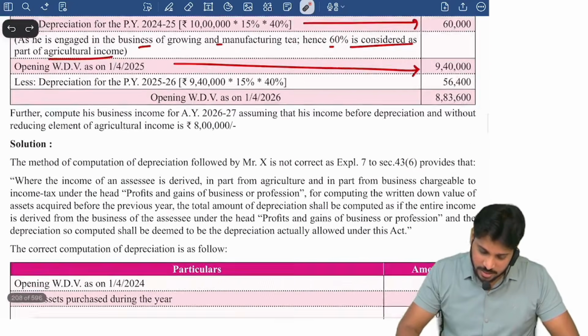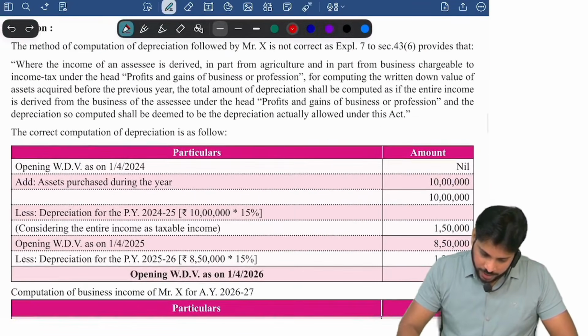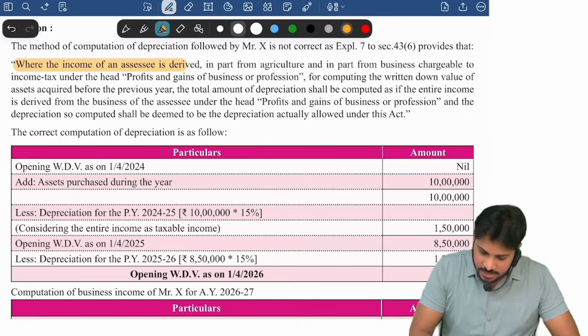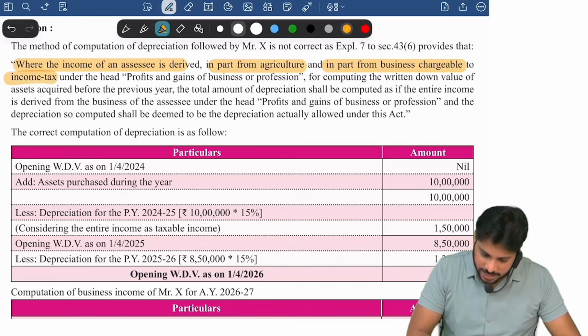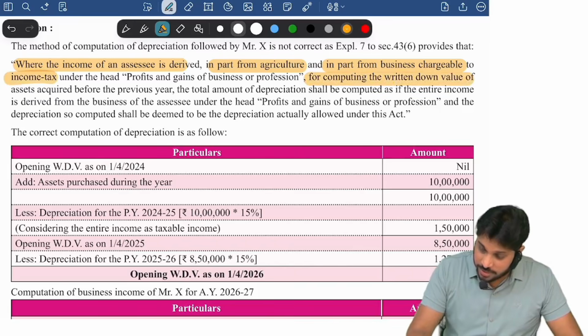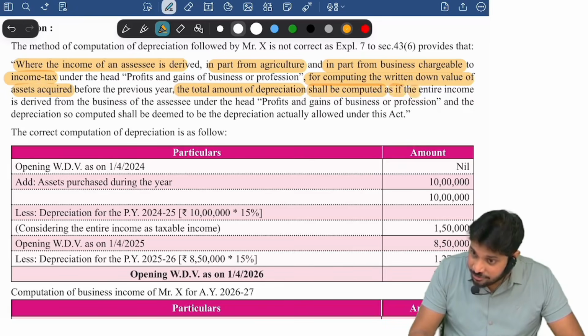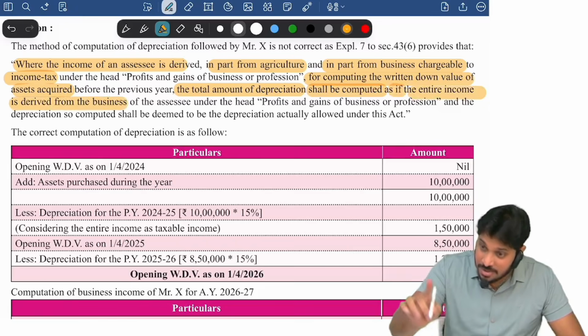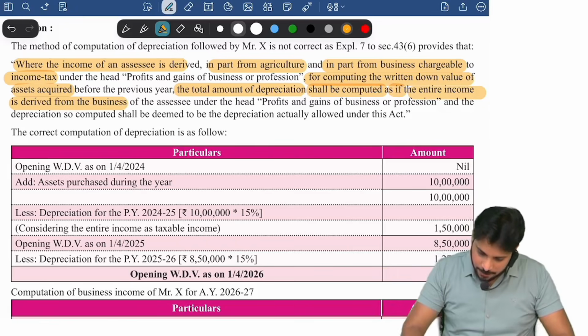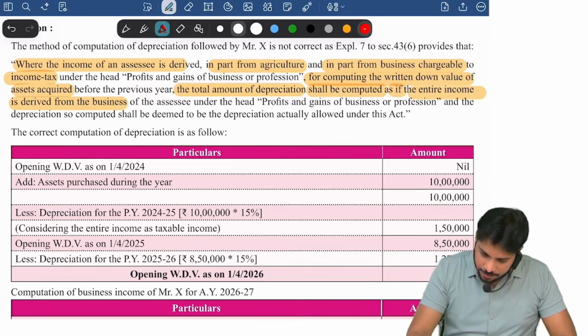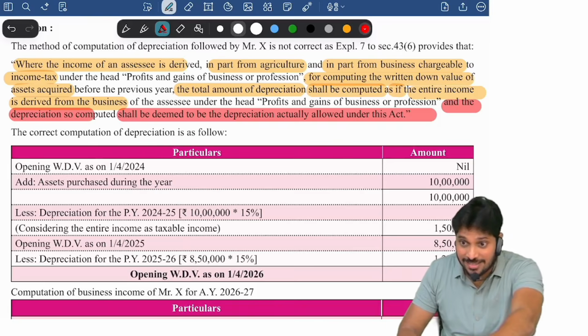Now look at the theory which is given, where the income of an SSE is partly from agriculture and partly from business, which is chargeable to tax. For computing the written down value of the asset acquired, the total amount of depreciation will be computed as if the entire income is derived from business. Compute depreciation as if it is a fully taxable source. Yes or no? And the depreciation so computed shall be deemed to be depreciation actually allowed under this Act.